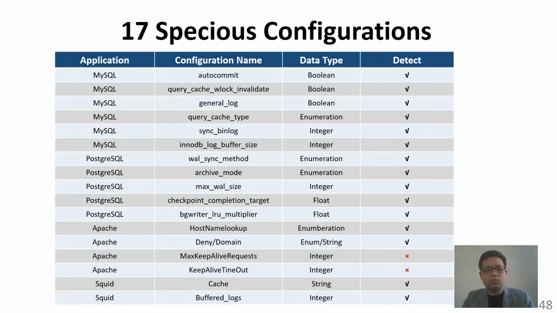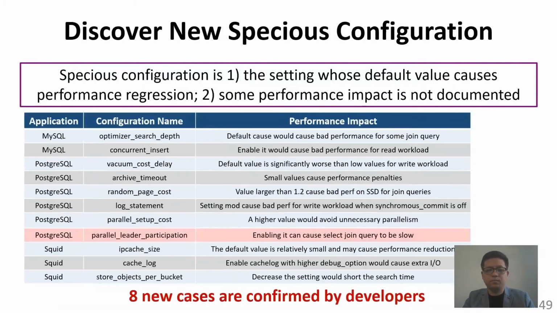We first evaluate Violet on 17 known cases that we manually collected. Violet can detect 15 of 17 cases. We then use Violet to detect new specious configurations. We define specious configuration as the configuration whose default value would cause performance regression, and there's some performance impact that is not documented in the official manual. Violet found 11 cases, 8 of which are confirmed by the developers.